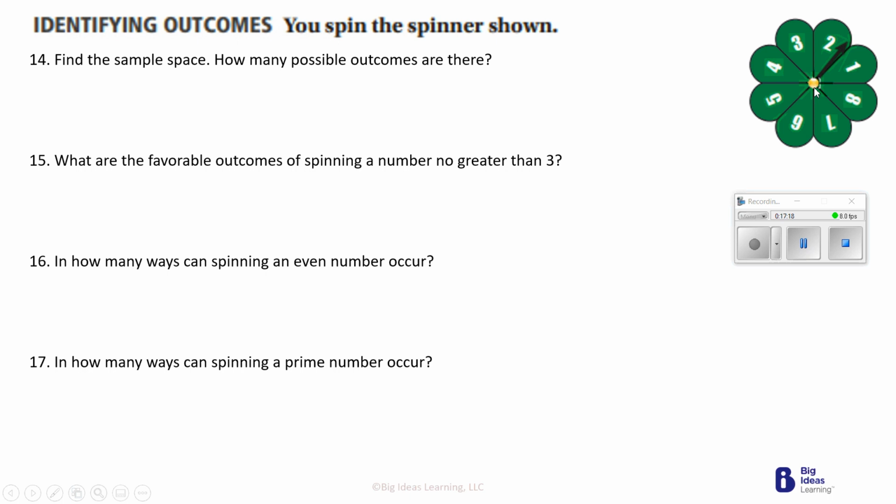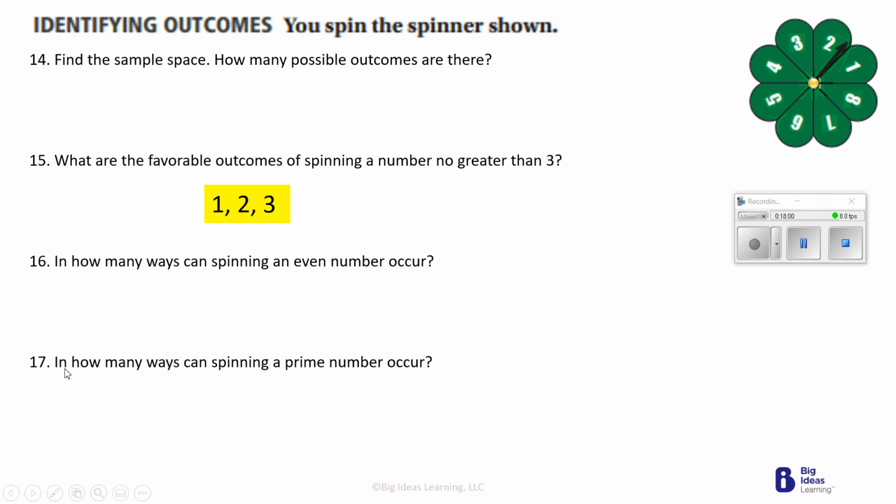No greater than 3 means that it can't be bigger than 3, right? So it can be smaller than 3, and it can be equal to 3. So we're talking 1, 2, 3, out of 8. So the favorable outcomes of spinning a number no greater than 3 would be 3 out of 8 times. I would put 3 eighths. Those are the favorable outcomes, 1, 2, and 3, 3 out of those 8.